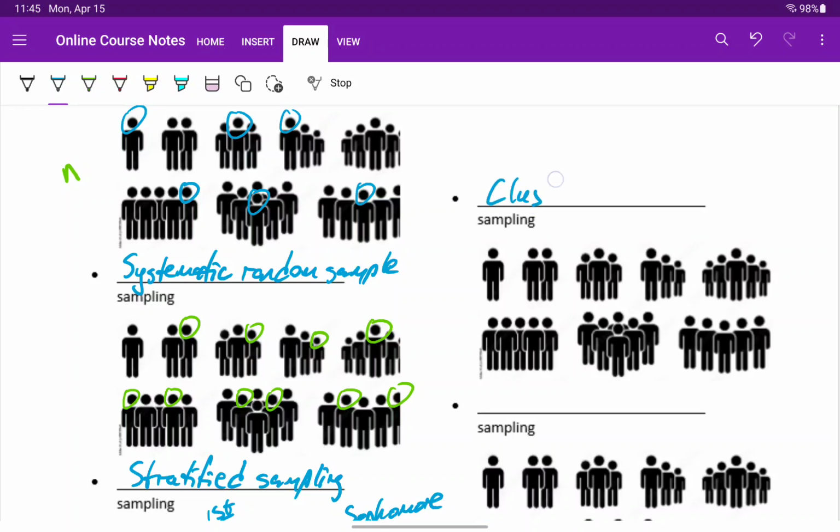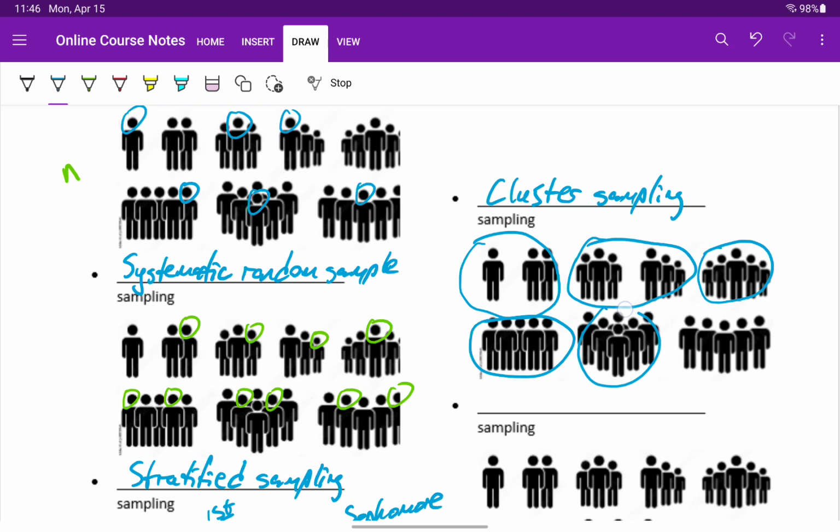We can also consider cluster sampling. Cluster sampling is somewhat similar to stratified sampling in the sense that we would have people who are clustered into groups for some specific reason, whether it's the class that they're enrolled in, place that they work at. What we would do in this case, though, is choose a certain number of groups at random, but then survey everyone inside that group. So if we were to choose three groups at random, then we would survey all of these people, all of these people, and all of these people.